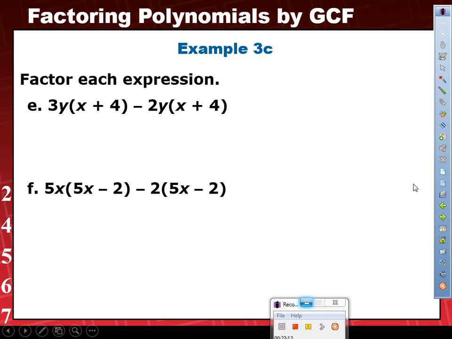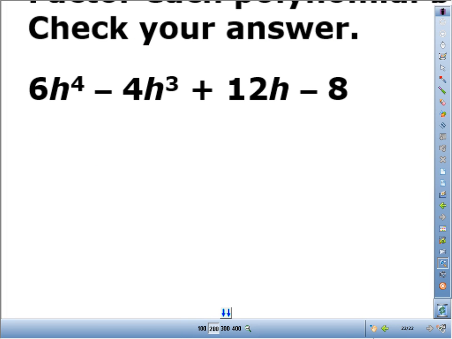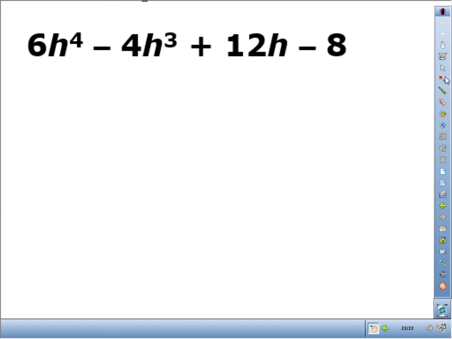Copy this one. Example 4. Copy that, please. Six h to the 4th minus 4h cubed plus 12h minus 8. So, notice this one is a little bit different, doesn't it? Whenever you get to the 4-term expression, we can use a method called factor by grouping.